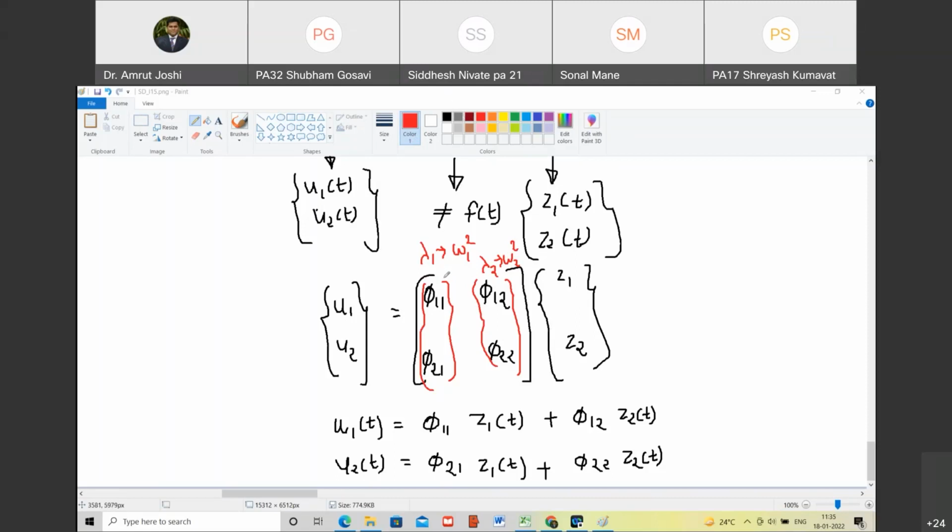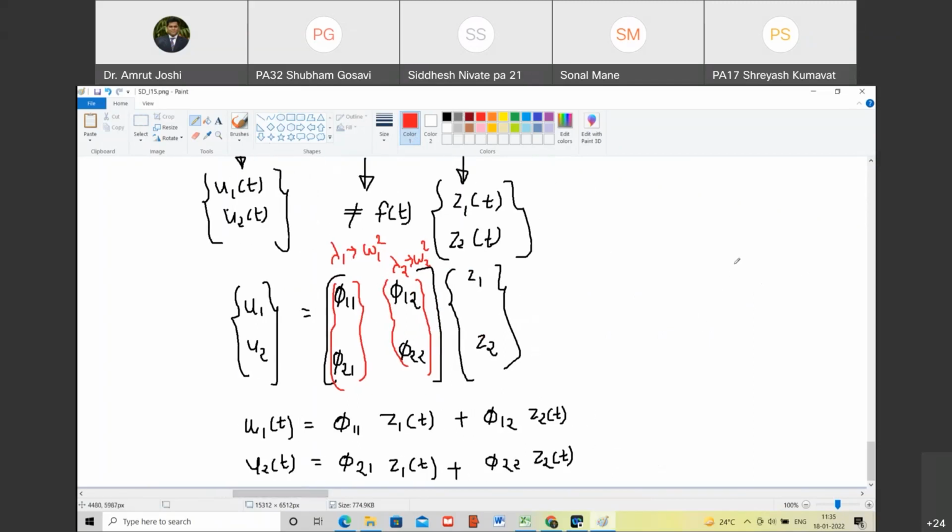So this is the eigenvector corresponding to lambda 1. This is the eigenvector corresponding to lambda 2. And now assume, by some coincidence, suppose z1 and z2 both are 1. Are you with me? Yes, sir. So if z1 and z2 are 1, then what will be the value of u1 and u2? If I were to answer that question.